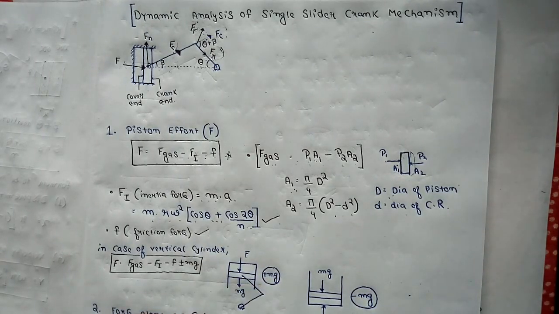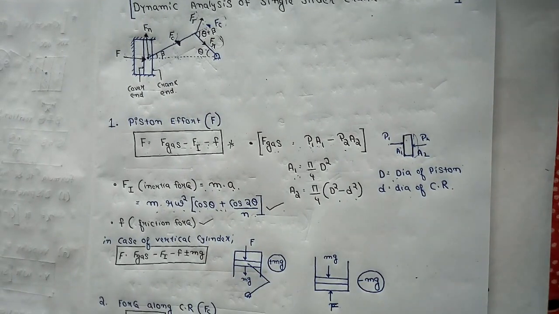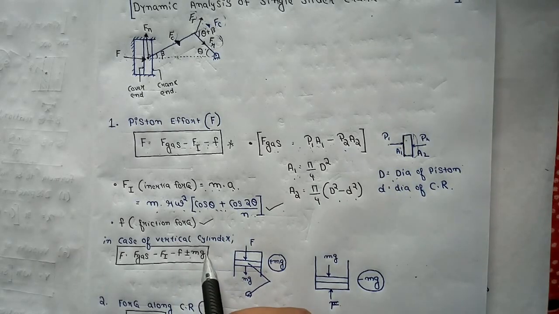Now the second case is, suppose the cylinder is vertical. In case of the vertical cylinder, the formula will be the same, that is F of gas minus Fi minus F plus or minus mg. So in this vertical cylinder, only plus or minus mg is the extra thing.